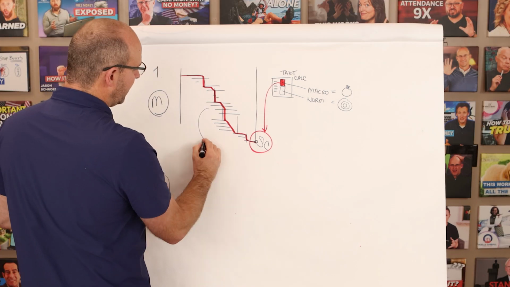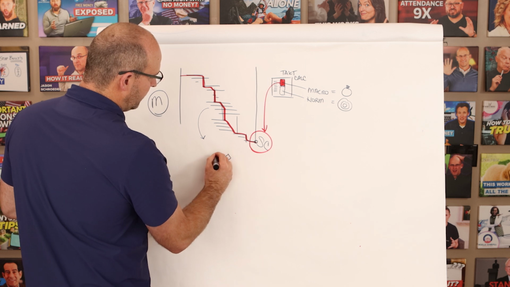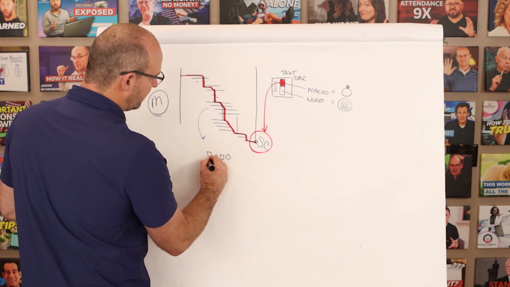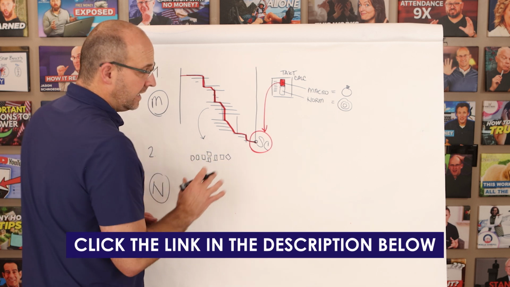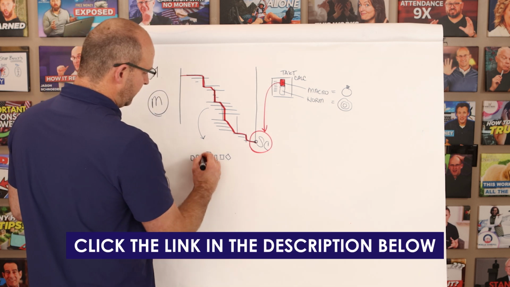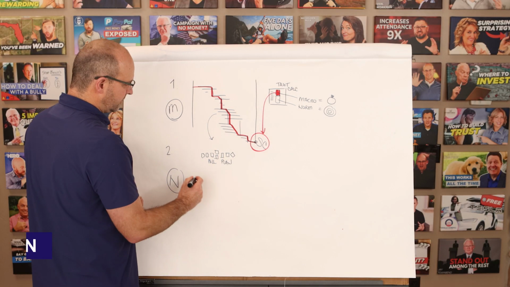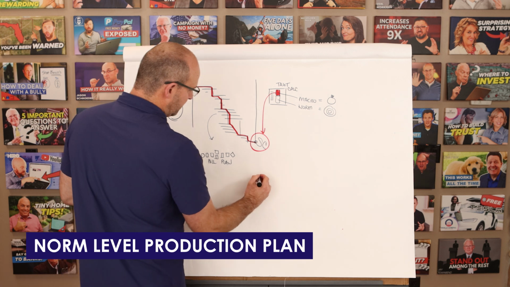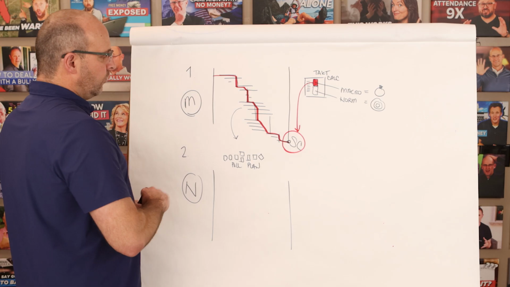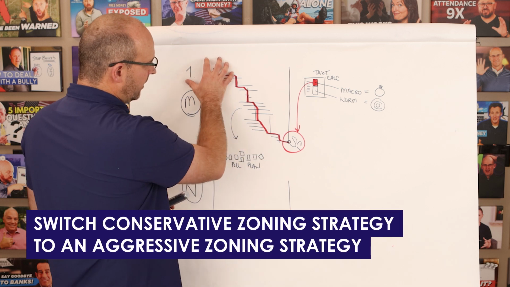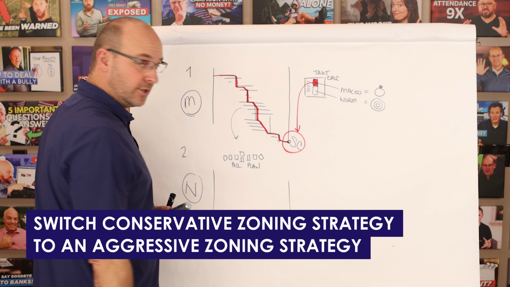Let's just take one phase. You will do a pull plan with your trade partners, okay? When you do that pull plan, if you do it the way we teach in our other videos, which I'll link you to that pull planning video in the description below, but if you do it the way we teach you to do it, you'll have a pull plan, and you'll be able to create what's called a norm level production plan. And before I draw this, I want to show you what happens. We are going to switch from our conservative zoning strategy to an aggressive zoning strategy.